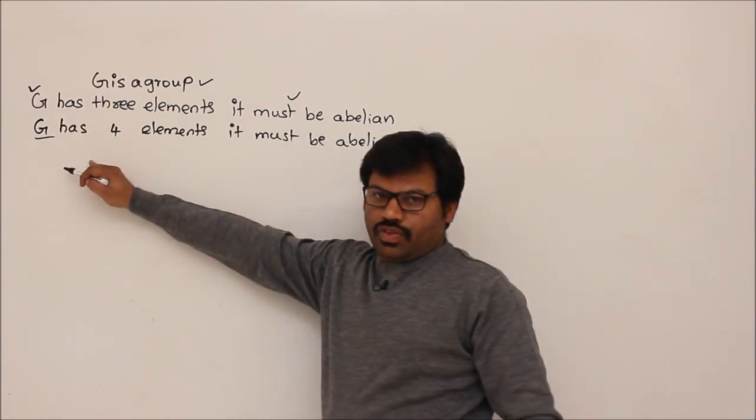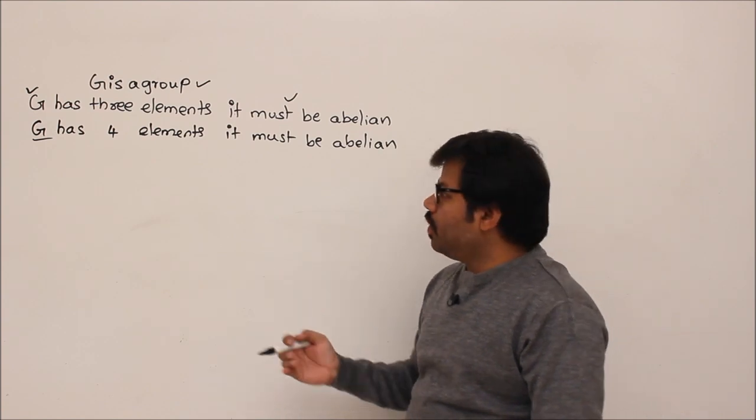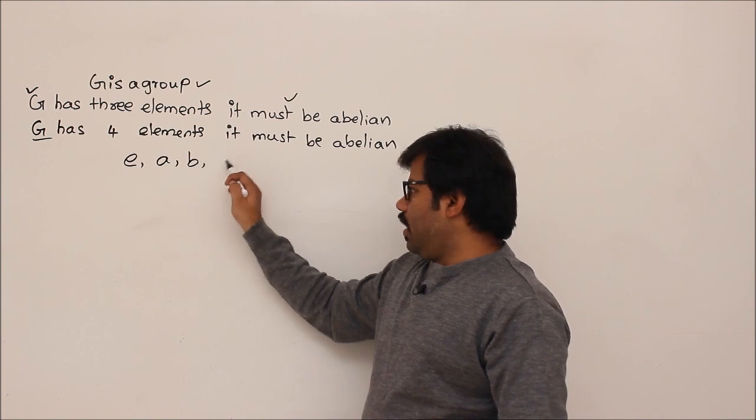Now, we'll see this one. If G has 4 elements, it must be abelian. Why we will say? That elements are E, comma, A, comma, B, comma, C, let's say.